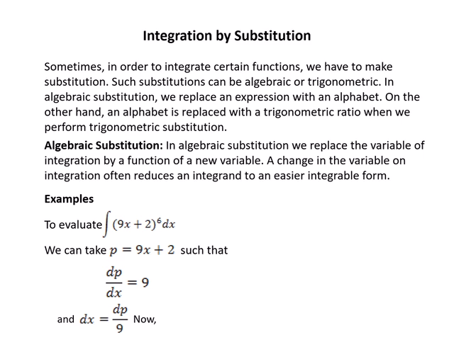Now we want to make ds the subject of the formula. So we cross multiply. You have dp equal to 9ds, but we are making ds the subject of formula. So it becomes ds equal to dp all over 9.